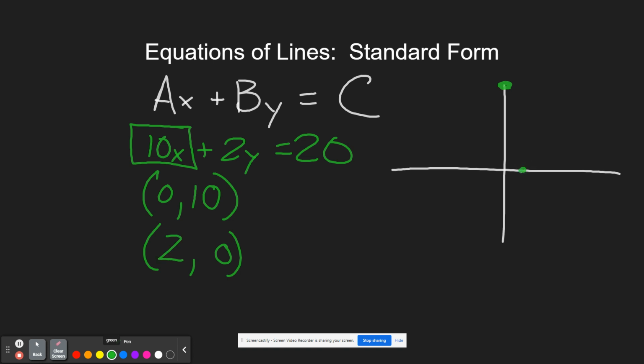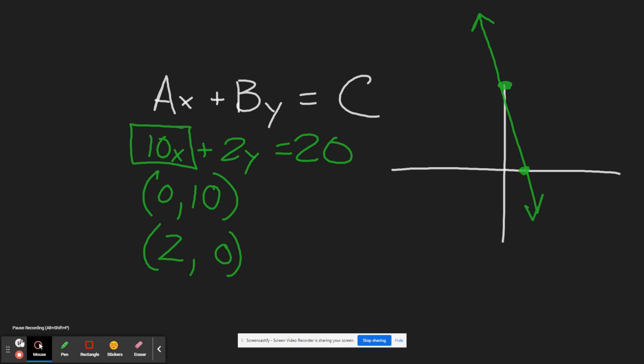So now you know that the intercepts are 0, 10 and 2, 0. That's a fast way to graph that line. That's it. 5-minute lesson.